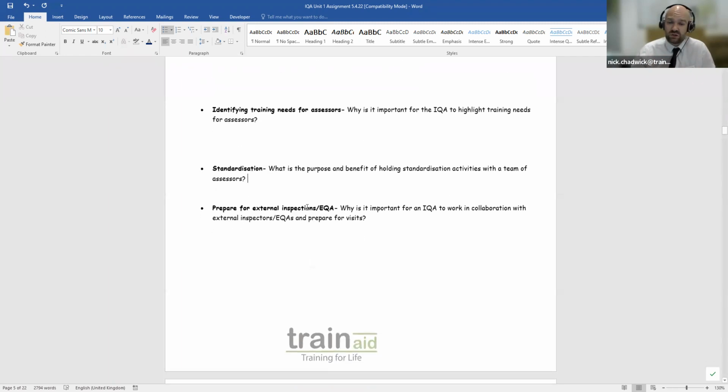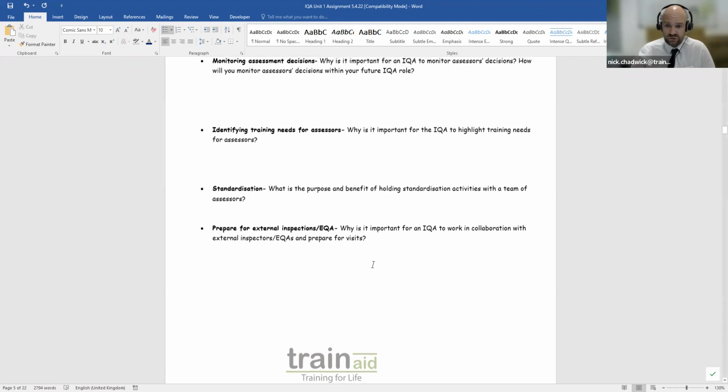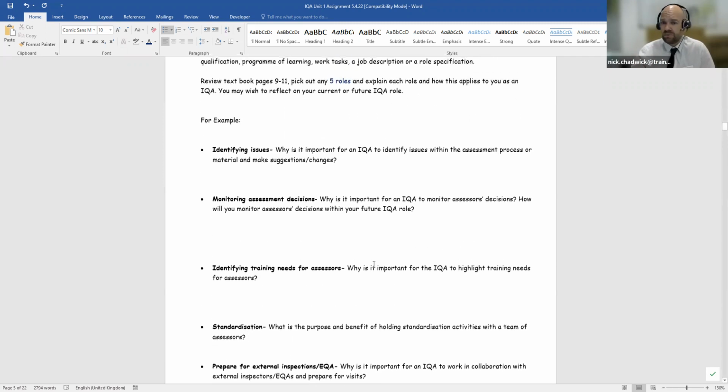prepare for external inspections. Okay, so that could be perhaps a visit from Ofsted, Ofqual, for example, and you need to be mindful of that and obviously relay that information to your assessors so they can be aware.